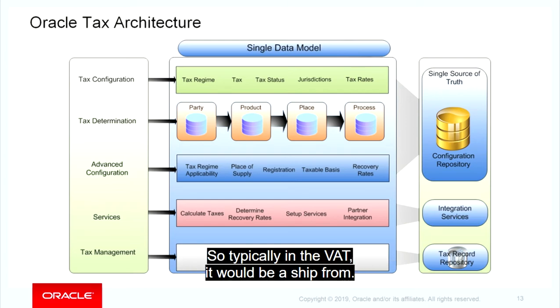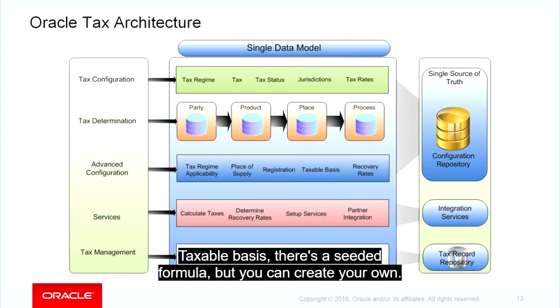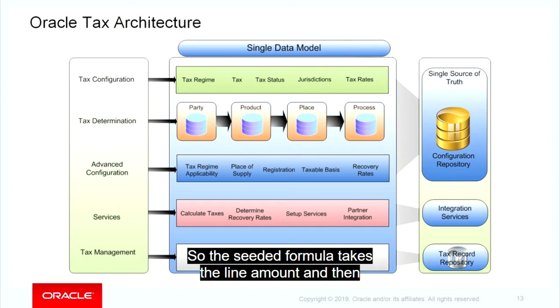So typically in a VAT, it would be a ship from. In a location type tax, as in the USA, it would be a ship to. The registration, probably the bill to party. Taxable basis, there's a seeded formula, but you can create your own. So the seeded formula takes the line amount and then times a particular rate.